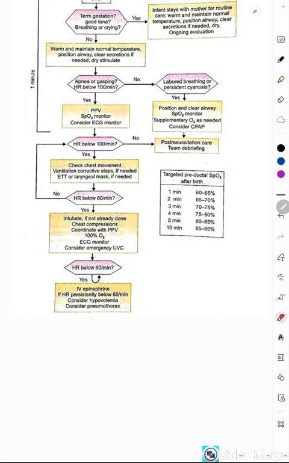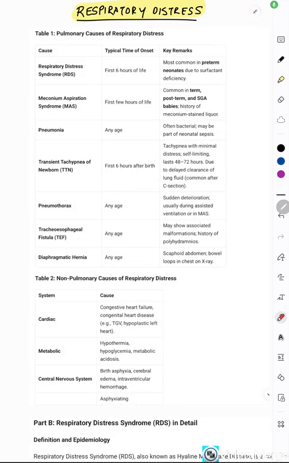So this is all about NRP. The next topic is respiratory distress. There are various causes of respiratory distress. The first is respiratory distress syndrome. It's the most common cause of respiratory distress in preterm neonates. It is typically found in the first 6 hours of life.